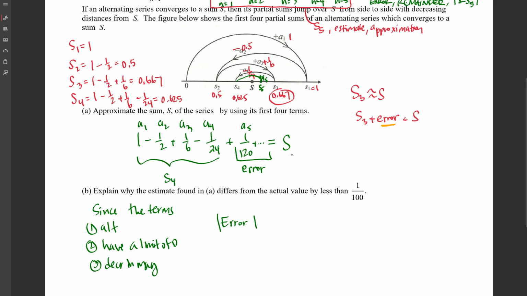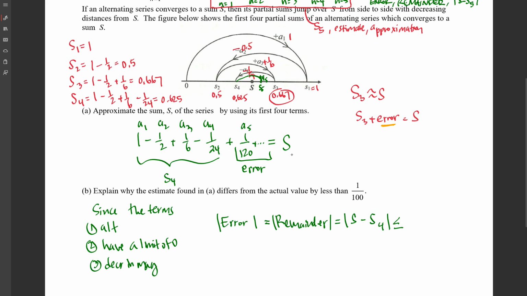and there are lots of ways to write this error. I write it like this, but some people write it like the remainder. Some people write S minus S4, is going to be less than or equal to the absolute value of your next term.